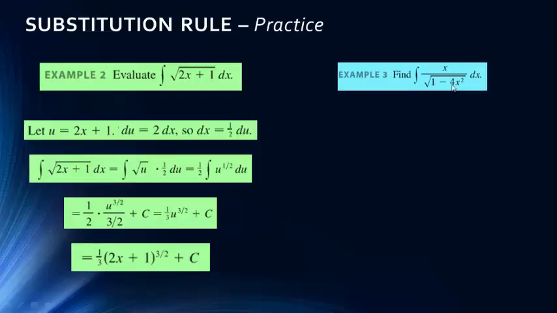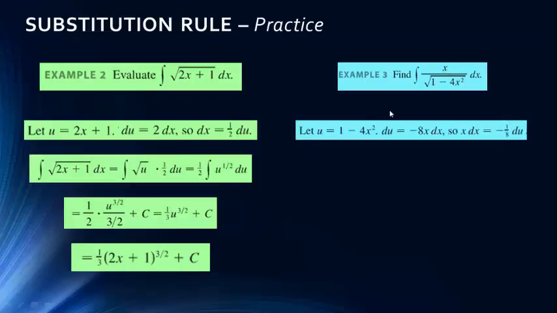So I'm going to set u equals 1 minus 4x squared because its derivative will be x to the power of 1. So when I set u equals 1 minus 4x squared, I get du equals negative 8x dx. All I have is an x dx. I do not have a negative 8, so I need to get rid of this negative 8 by dividing both sides by negative 8. And so I get x dx equals negative 1/8 du.